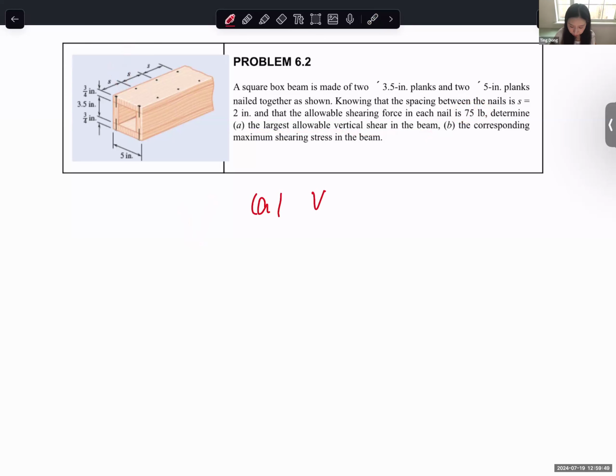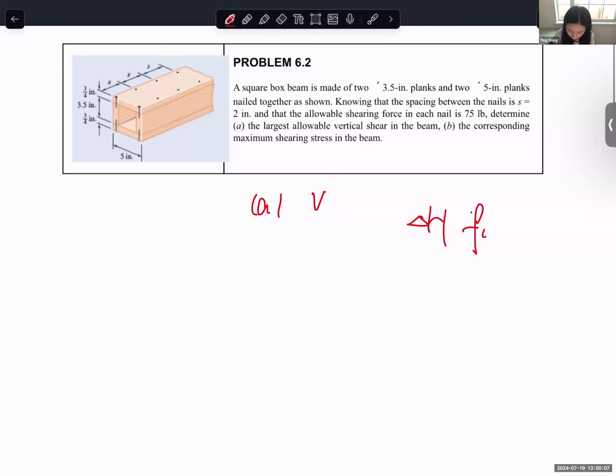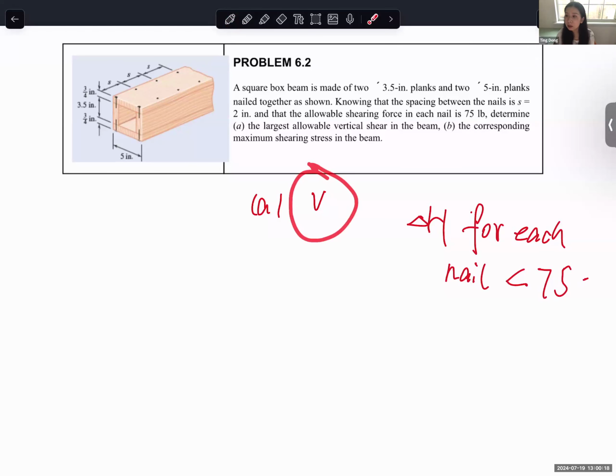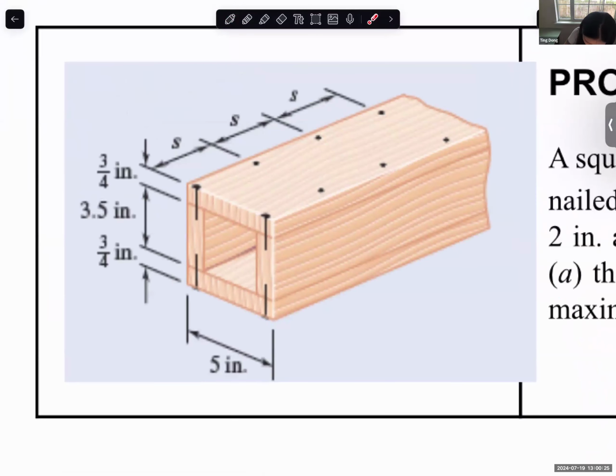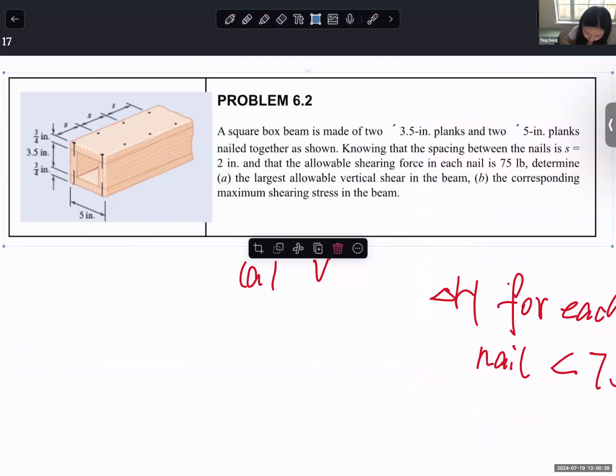So basically, you have tau. The first one is not that, it's delta H. You have delta H carried by each nail. For each nail, it's smaller than 75. Now we ask what is the maximum V. So now you need to consider this cross section. Even when calculating delta H, what do you need to use for A? And what do you need for the y bar? Calculating Q.